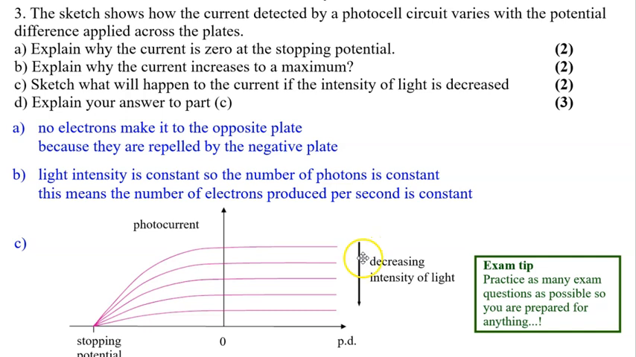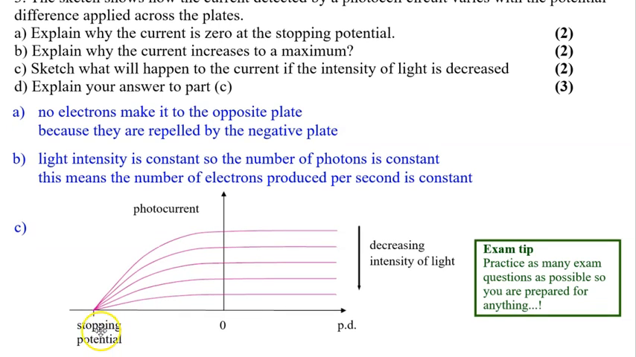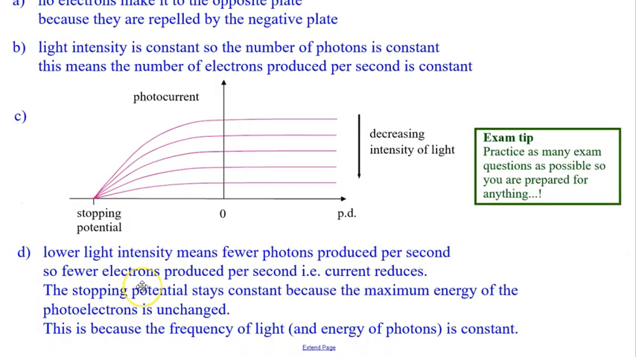But what actually happens if we decrease the intensity of light, then the photocurrent, that's the current detected in the photocell circuit, the maximum current will reduce. So all these horizontal lines will start to move lower down, a lower current. However, and very importantly, the stopping potential does not change. So it's not like this x-intercept starts to move to the right. The x-intercept stays constant.